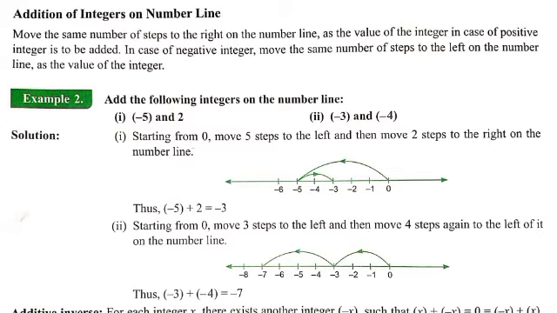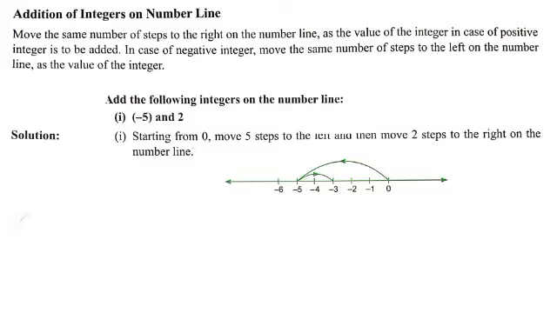Addition of integers on the number line. For positive integers to be added, move the same number of steps to the right on the number line as the value of the integer. In case of a negative integer, move the same number of steps to the left on the number line as the value of the integer. So add the following integers on the number line: minus 5 plus 2. Here, starting from 0, move 5 steps to the left and then move 2 steps to the right on the number line.